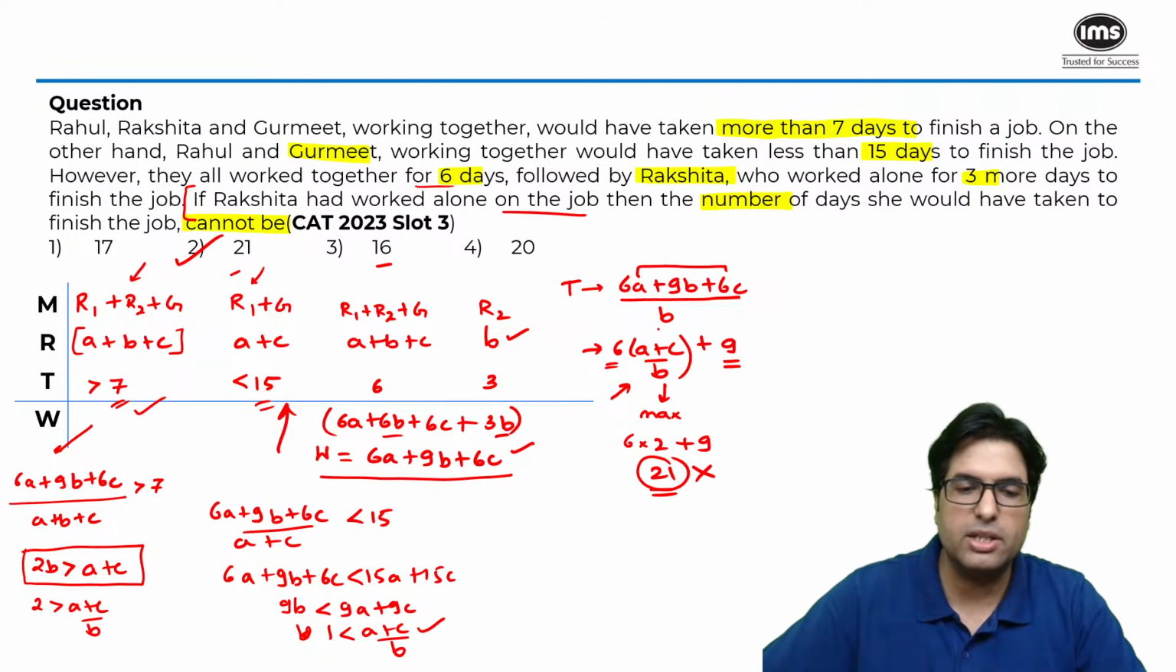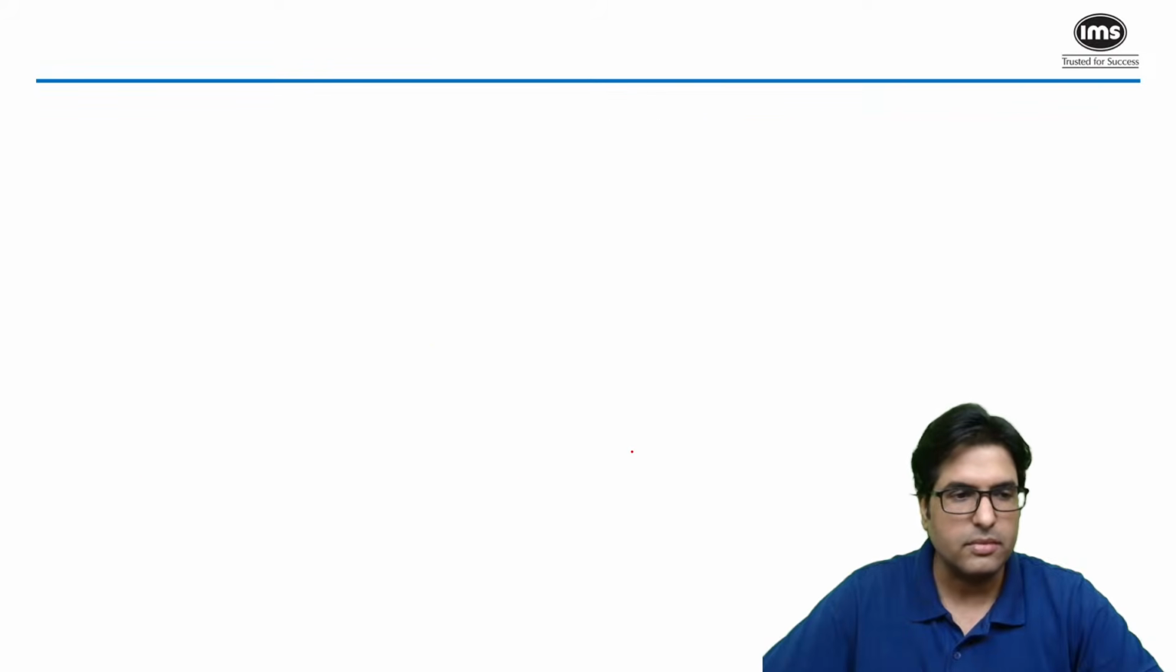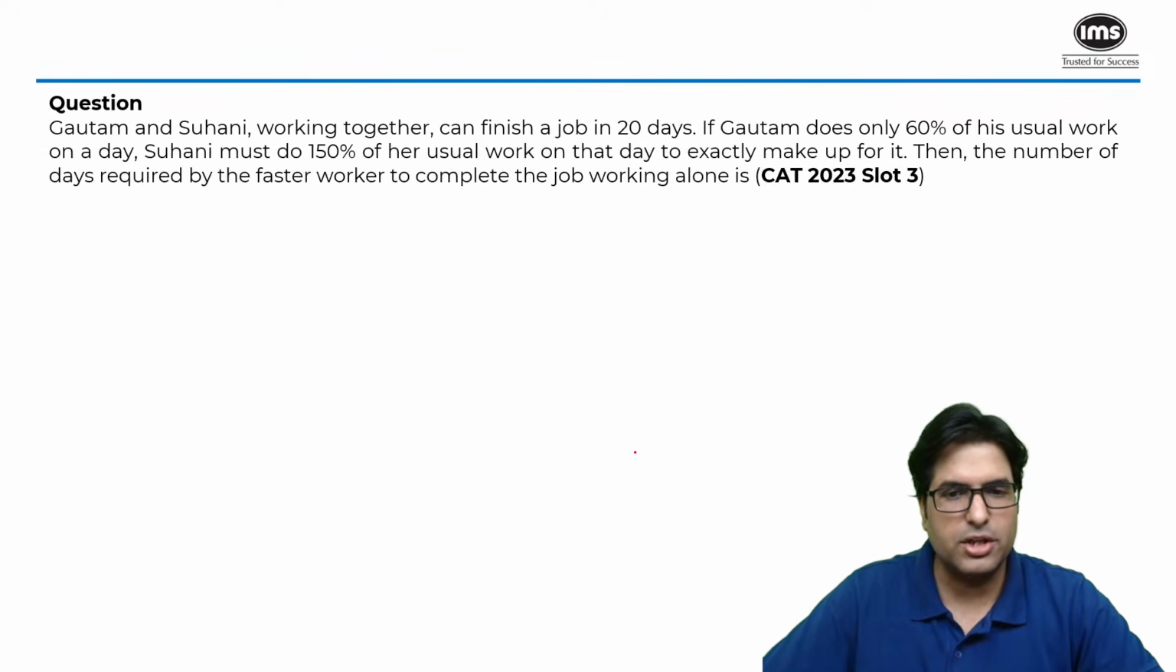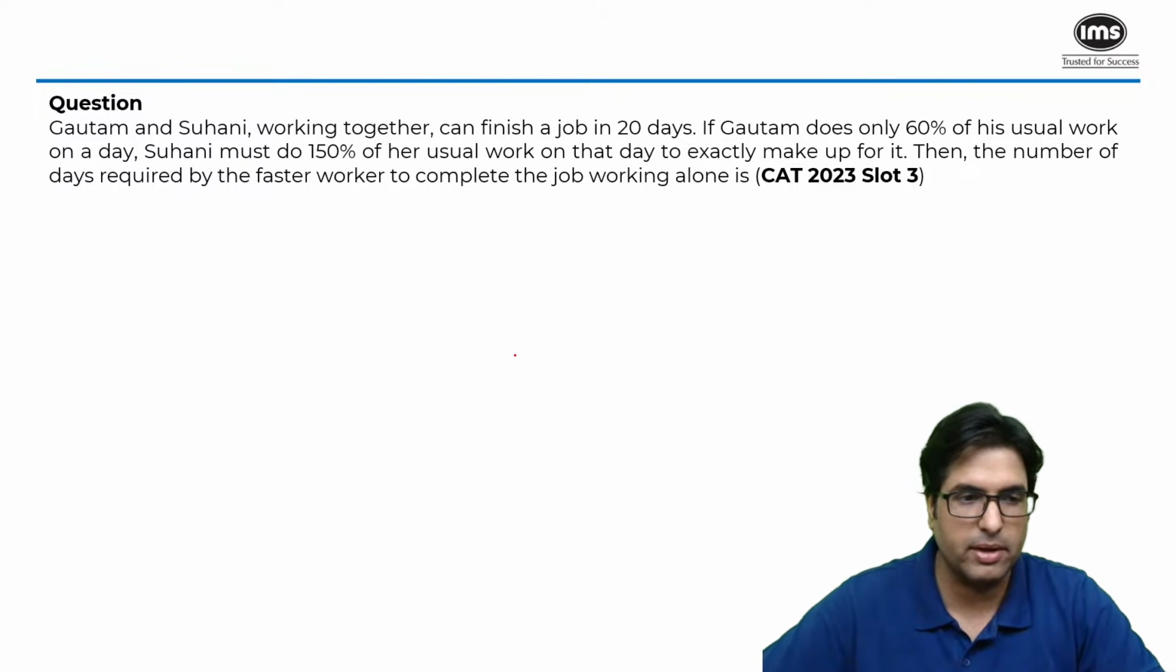So the lower limit is 1. So we'll have the range as 15 to 21. But this range is not required. We were already able to solve the question. But this is a super time consuming question as far as time and work as a topic is concerned. Now, this question, again, one of the last few questions that I'll take up so that we at least finish off the questions from last year's paper.